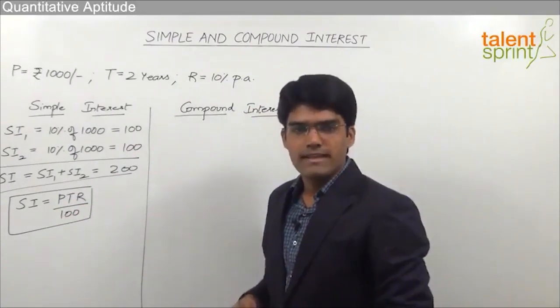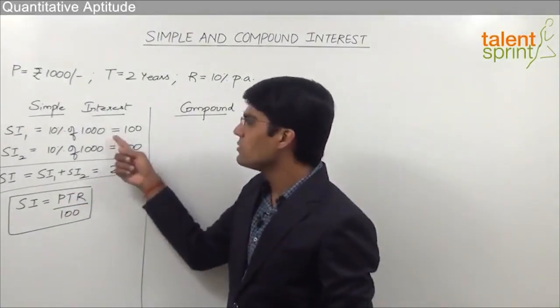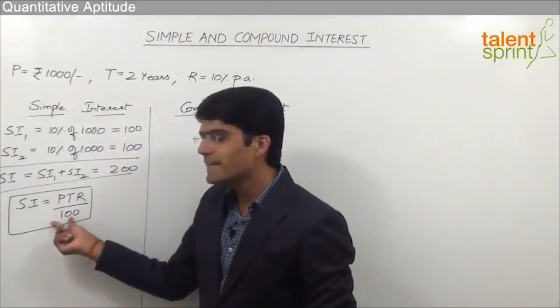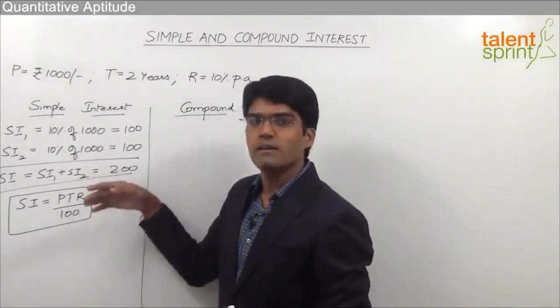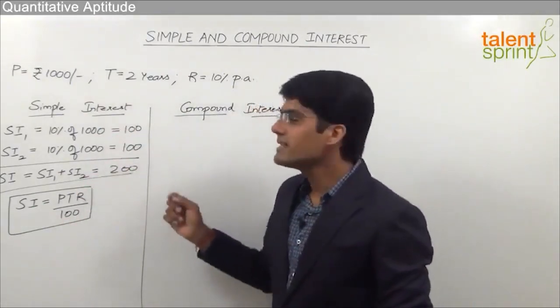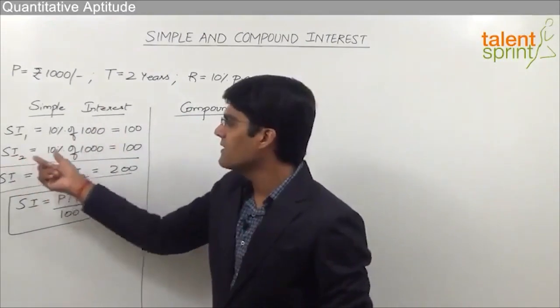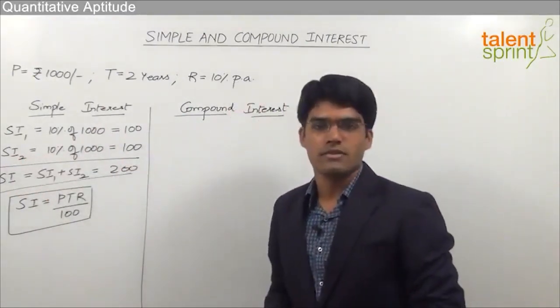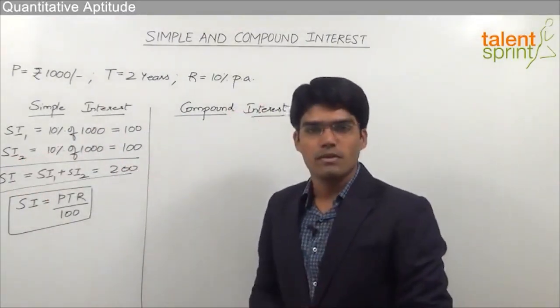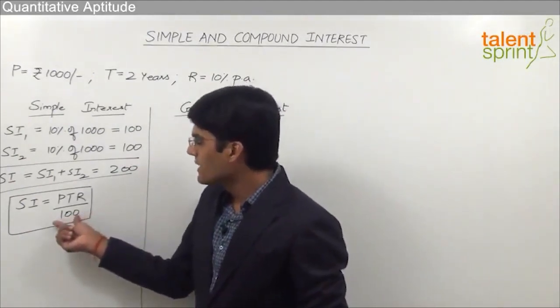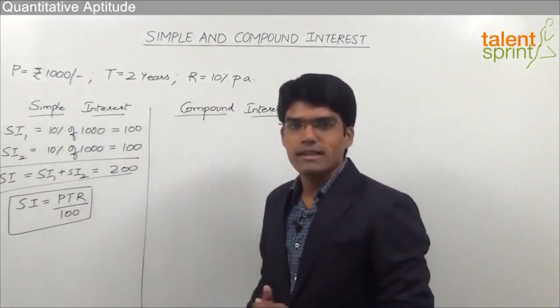So friends, from the examination point of view, we are not going to do the calculation. We can simply use the formula and get the answer. But what happens behind the formula is as shown here. That is, for the first year we get 100 rupees, and again for the second year we get another 100 rupees. So total interest is going to be 200 rupees. So simply substitute the values in the formula PTR by 100 to get the answer.